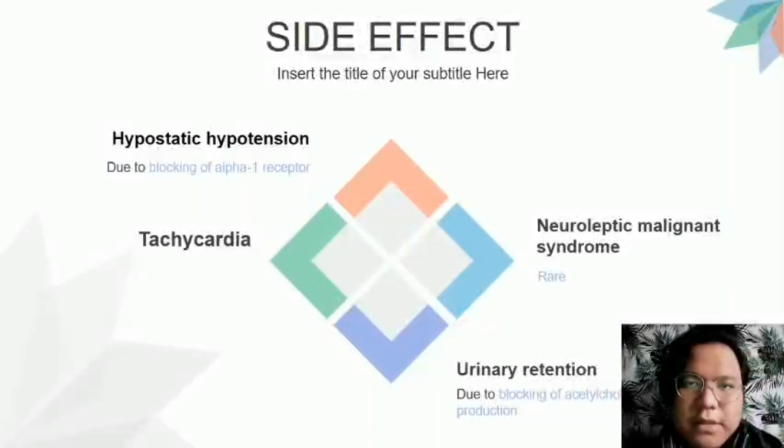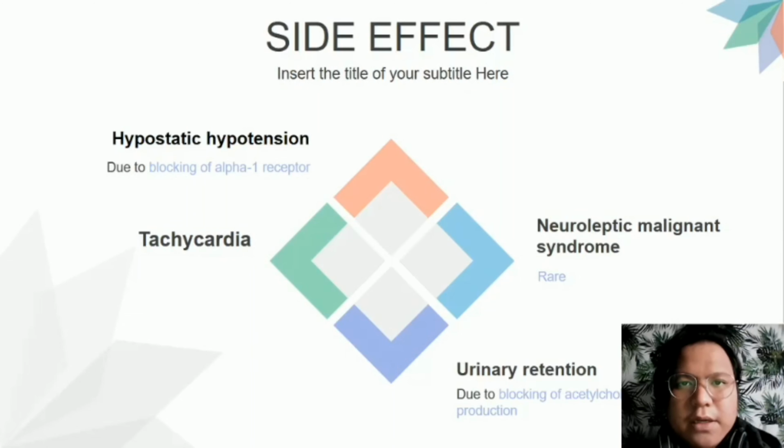A side effect of amitriptyline is orthostatic hypotension, which is due to blocking of alpha-1 receptor. The second side effect of this drug is neuroleptic malignant syndrome, which is a very serious side effect and very rare. The third side effect of this drug is tachycardia, and the last side effect is urinary retention, which is due to blocking of acetylcholine production.